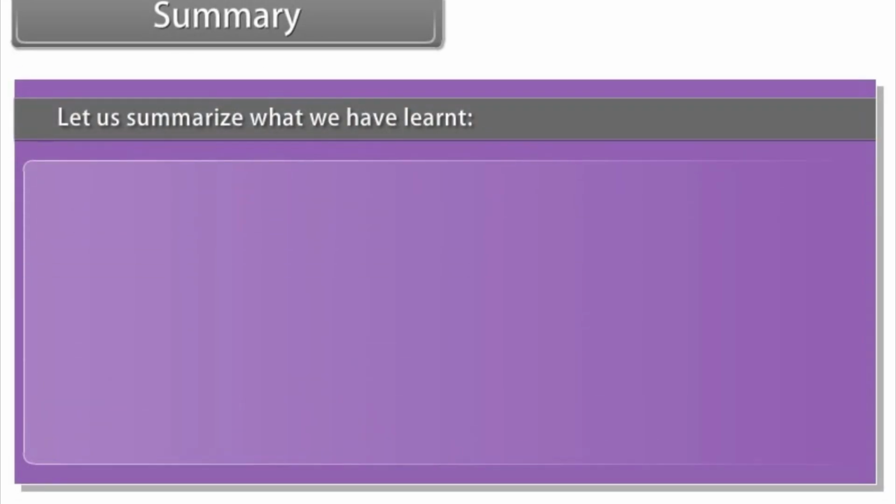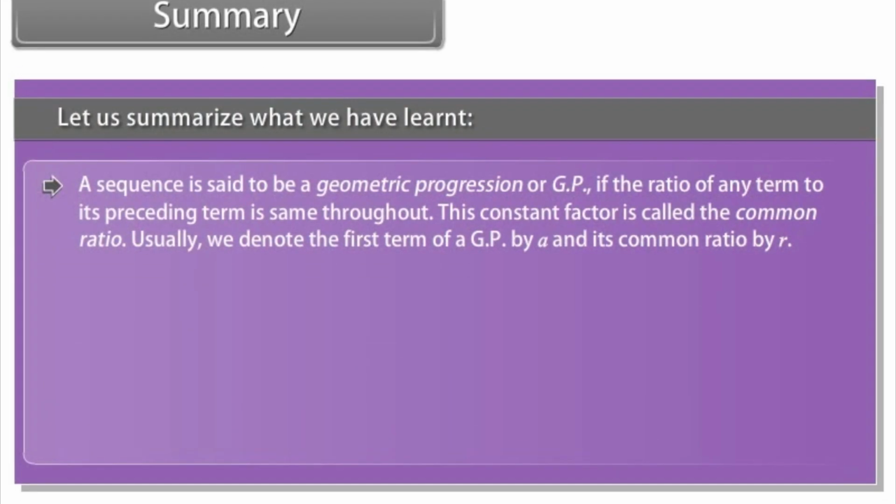Summary. Let us summarize what we have learned. A sequence is said to be a geometric progression or GP if the ratio of any term to its preceding term is the same throughout. This constant factor is called the common ratio. Usually we denote the first term of a GP by A and its common ratio by R.